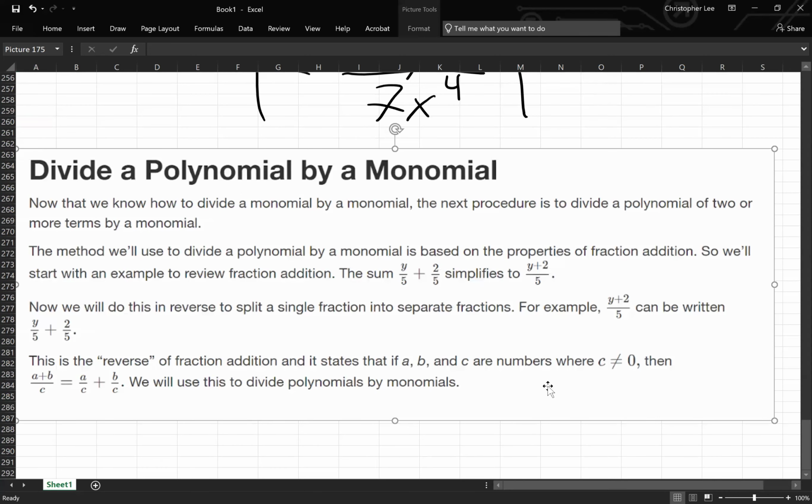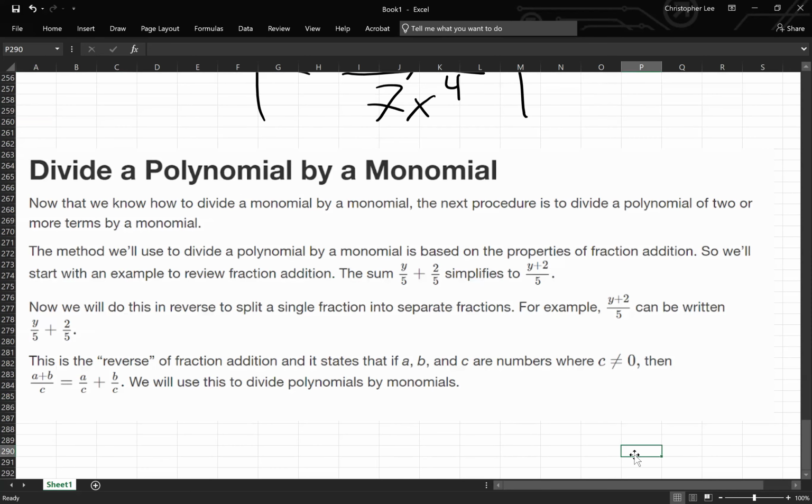So next we're gonna divide a polynomial by a monomial. Now that we know how to divide a monomial by a monomial, the next procedure is to divide a polynomial of two or more terms by a monomial. The method we'll use is based on the properties of fraction addition. So we'll start with an example to review fraction addition.